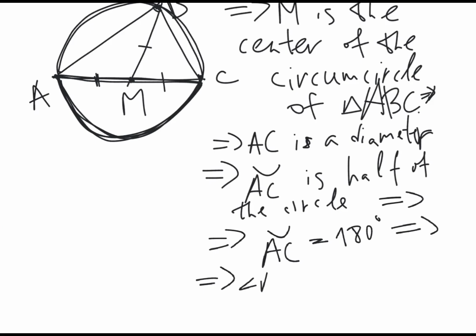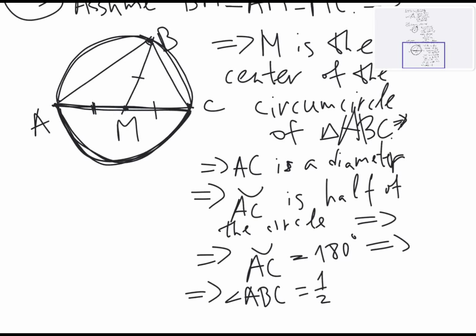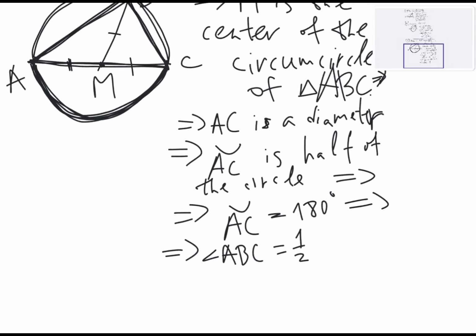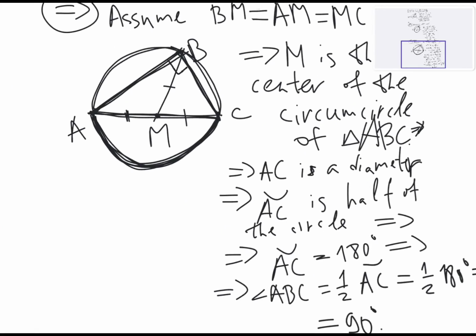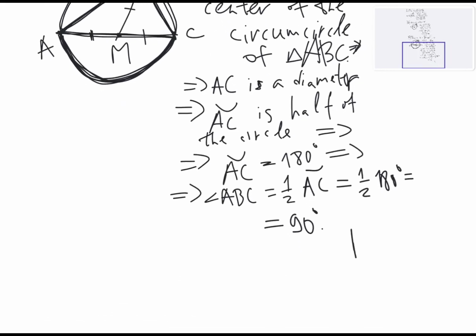the angle ABC is an inscribed angle in this circle, and we know that an inscribed angle is always equal to half of the arc which it subtends. So it subtends the arc AC, so it's equal to one half of the 180 degrees, and this is 90 degrees. So therefore, this is the right angle. This concludes the proof.